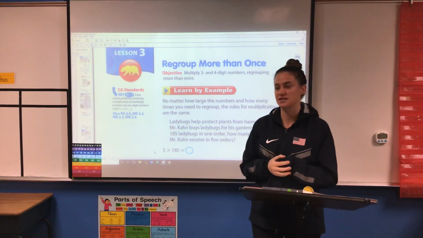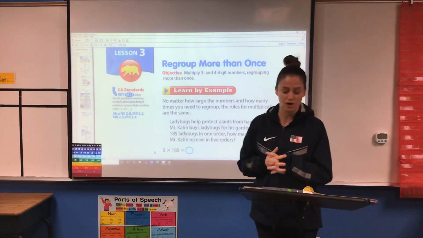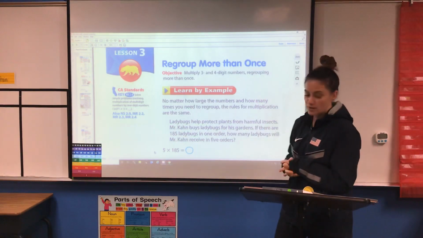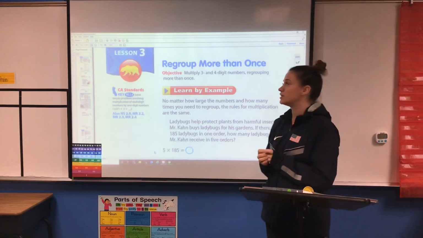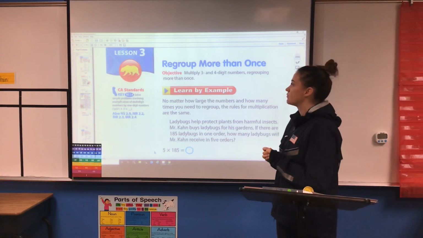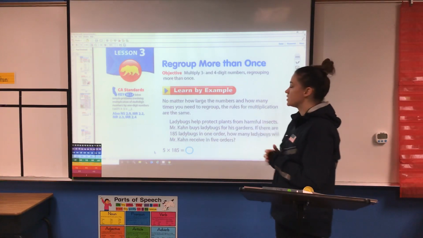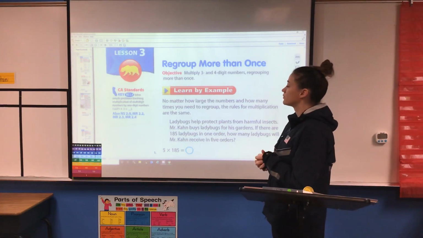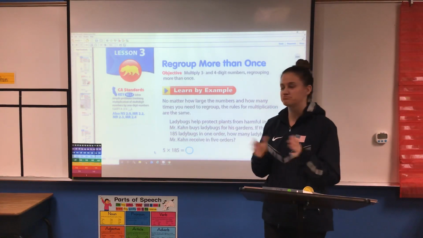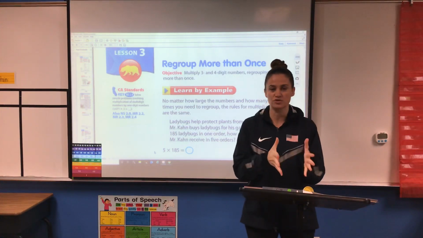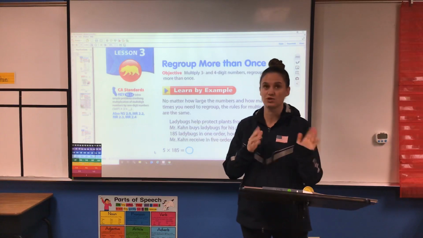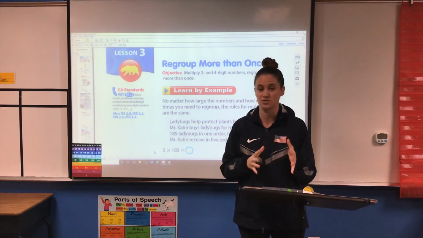Today's math lesson is a continuation. We are in our hard books on pages 454, 455, lesson 21.3, and we are going to regroup more than once. Our objective is to multiply 3 and 4 digit numbers, regrouping more than once. Don't be worried about it. We've been doing hundreds and now we're doing thousands place. It's the same. You're going to use the same steps as you did with the hundreds, okay?